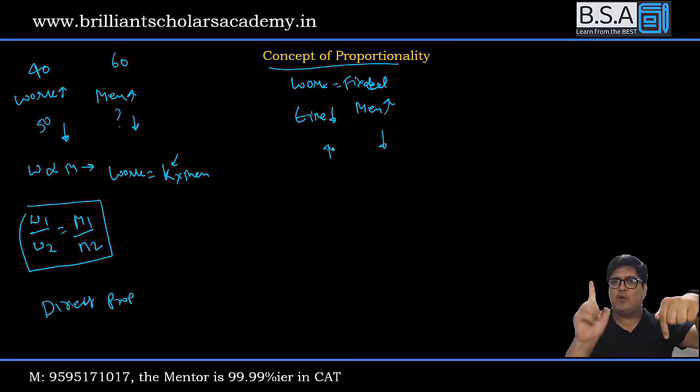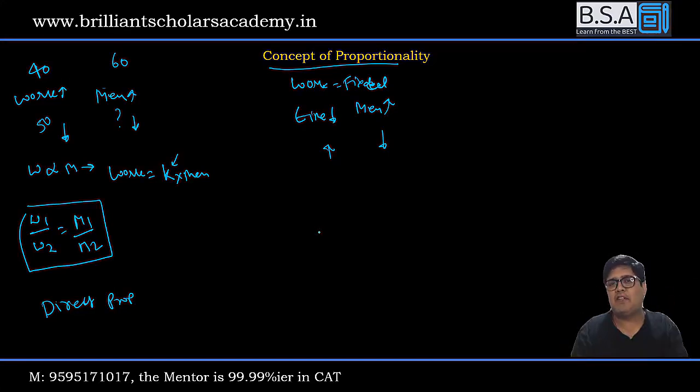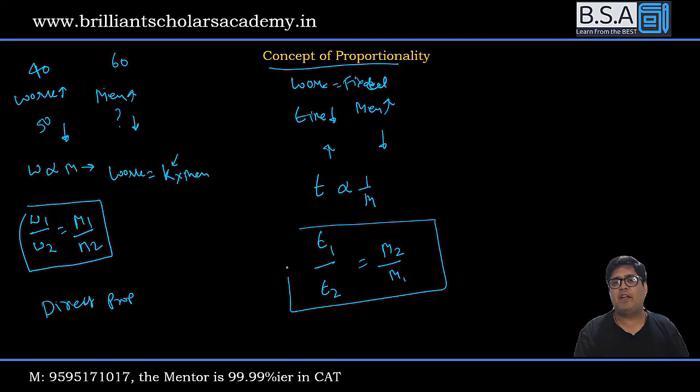One goes down, other goes up. First one goes up, second one goes down. This is called inversely proportional. In this case, time is proportional to 1 upon men. They are diagonally related. Time is the numerator, men is the denominator. If the value of time is t1, the corresponding value of men will be below. If the value of time is t2, men will be t2 above. This is what a ratio looks like after proportionality is taken care of.